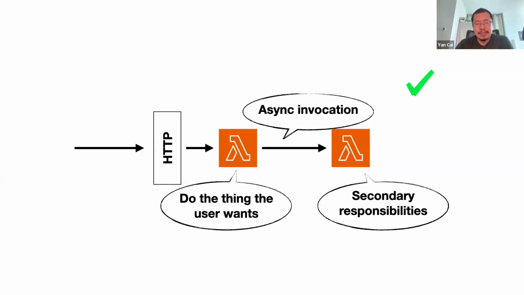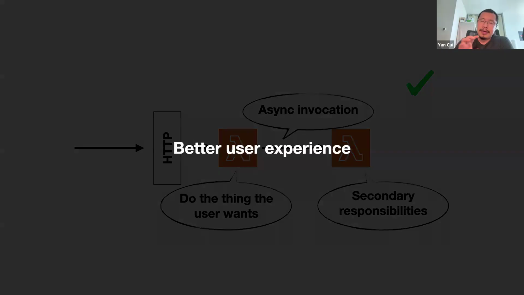So what I can do is take those secondary responsibilities and put them into a second Lambda function that is asynchronously invoked by the first function. That way, the first function can respond straight away, because the call to invoke a function asynchronously pretty much returns straight away. There's no delay because it doesn't have to wait for the code to actually run. So that gives me a better user experience.